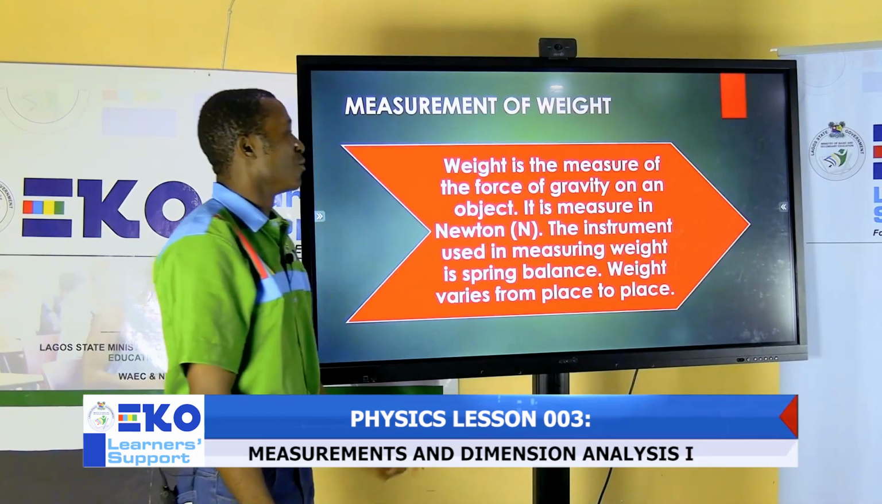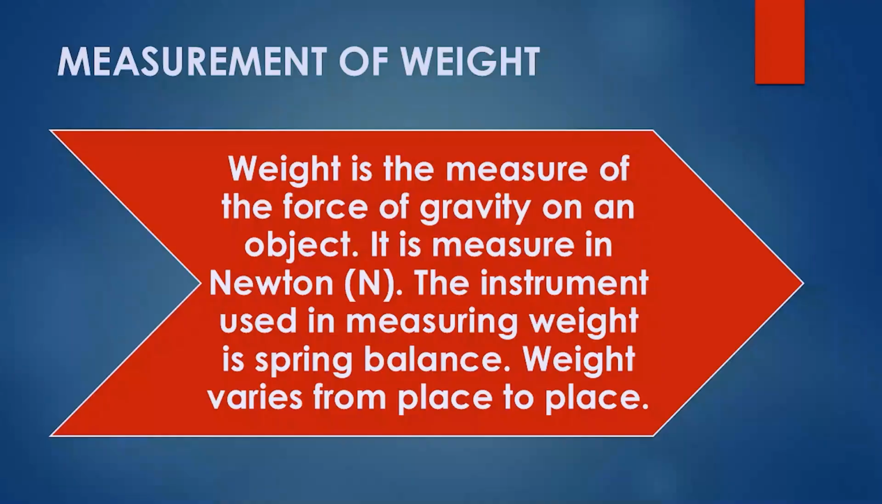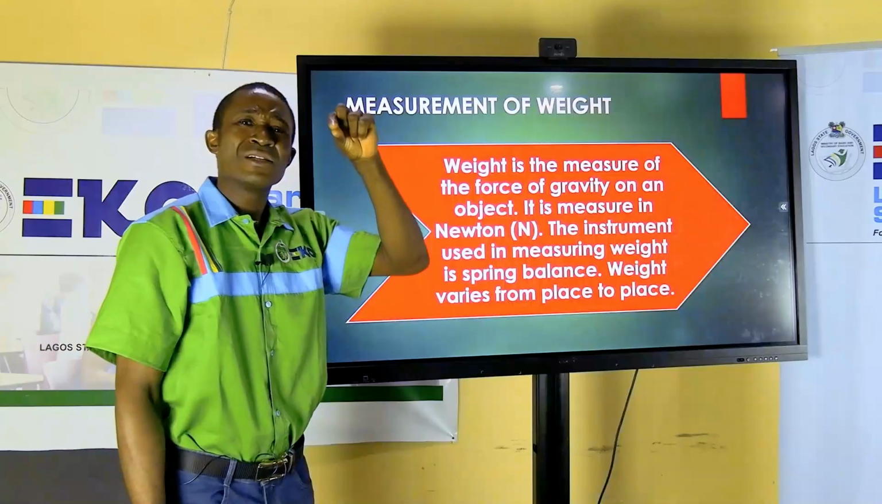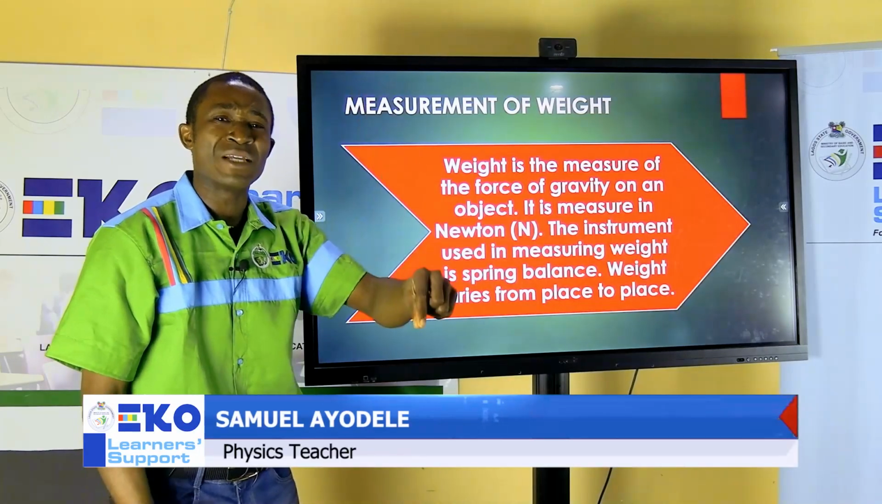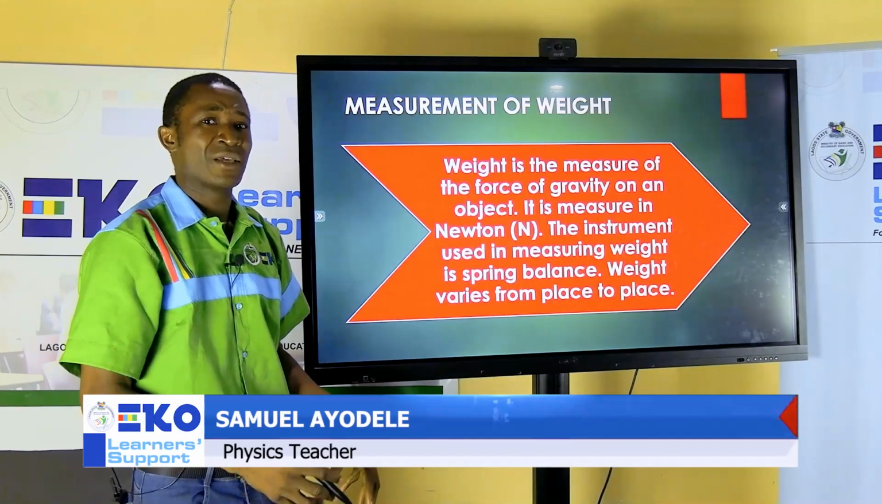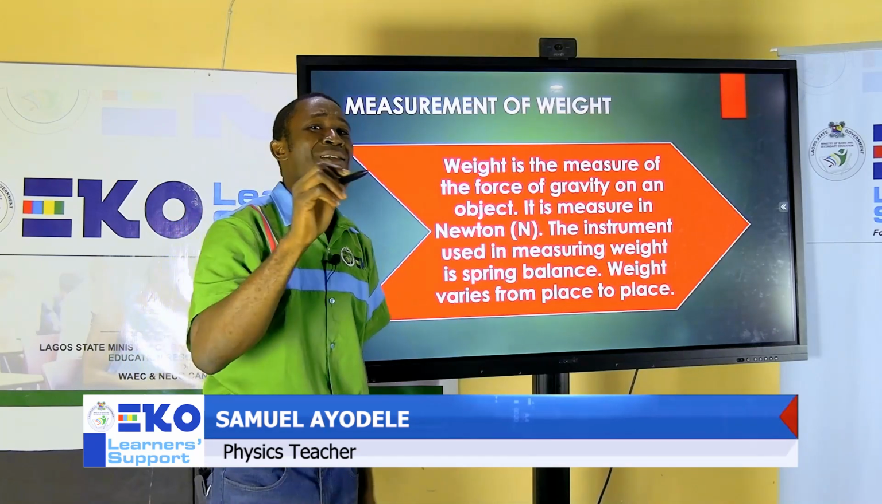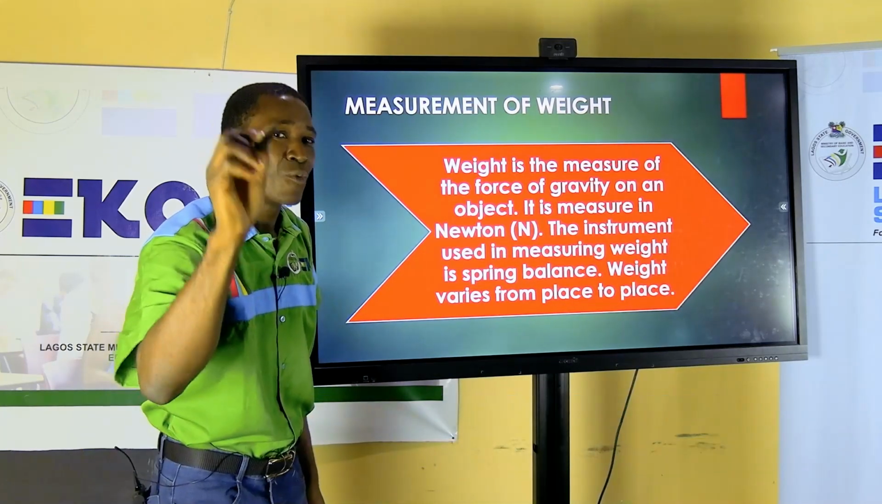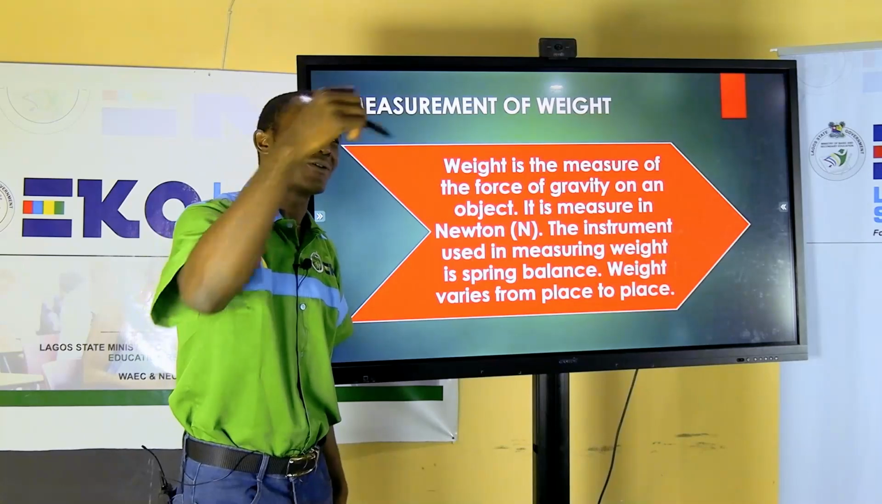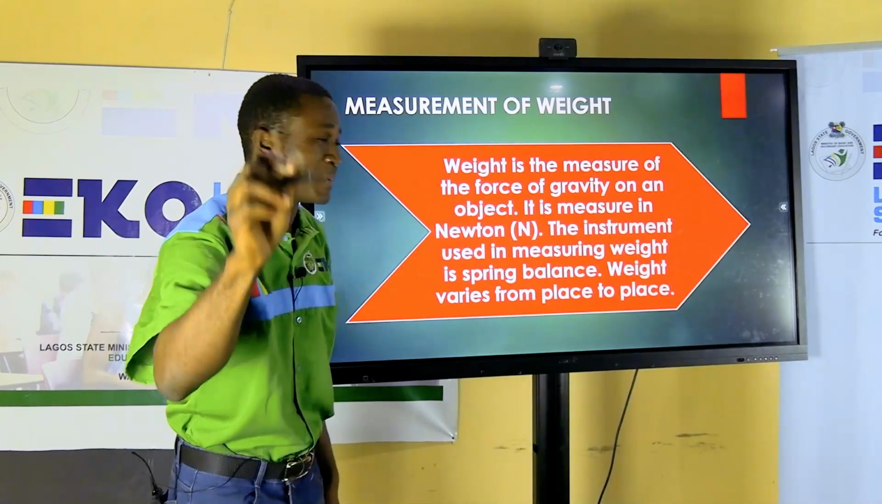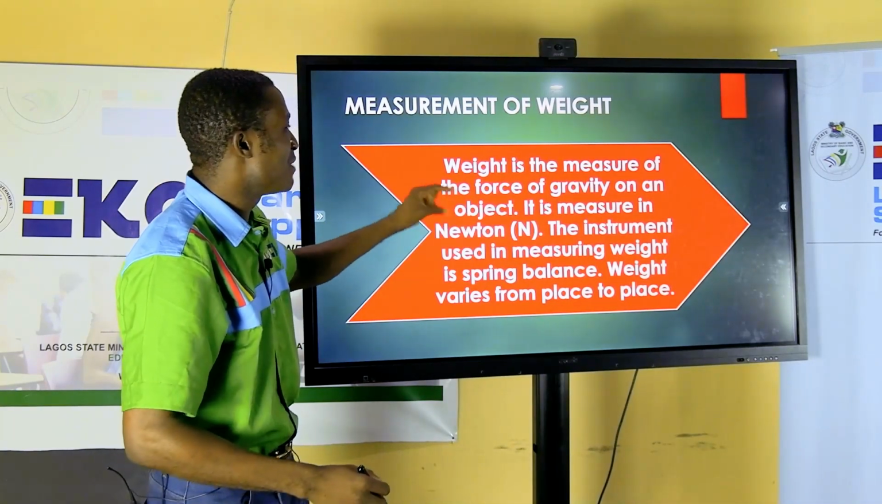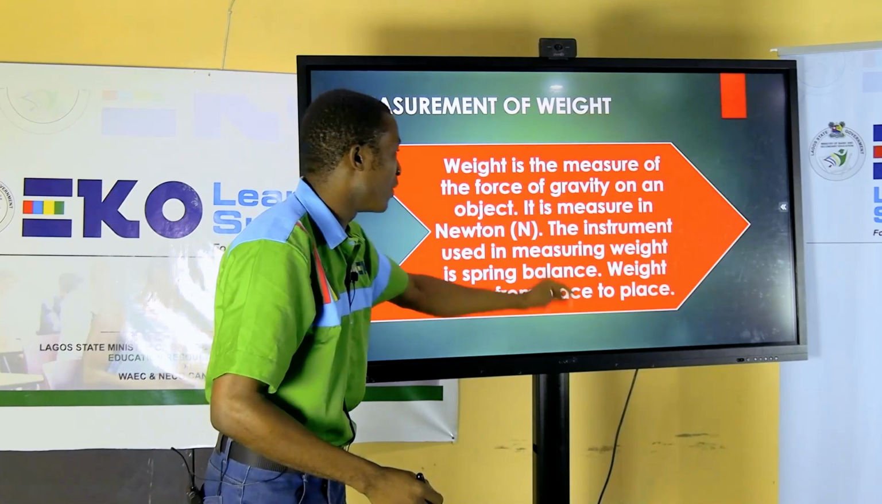Weight. When you look at the word weight, what is weight? Weight is a measure of the force of gravity on an object. Once the force of gravity is added on an object, that object has a weight. That is why if you go to space, they said all objects are weightless. Why? Because there is no force of gravity acting on it in space. So weight is a measure of force of gravity on an object.